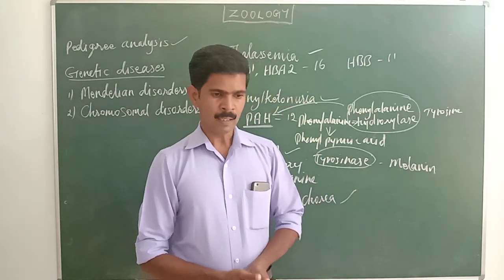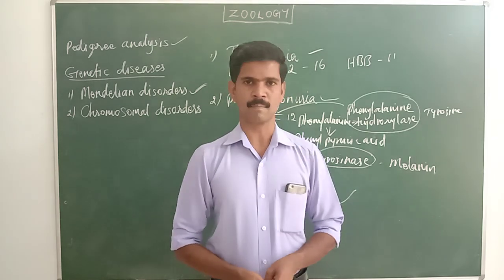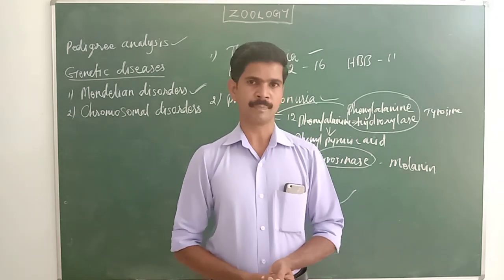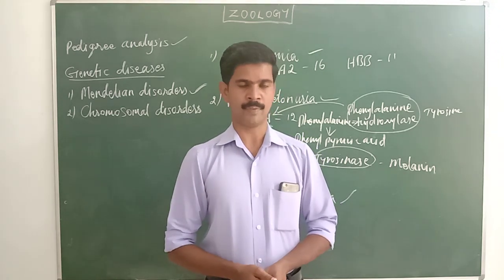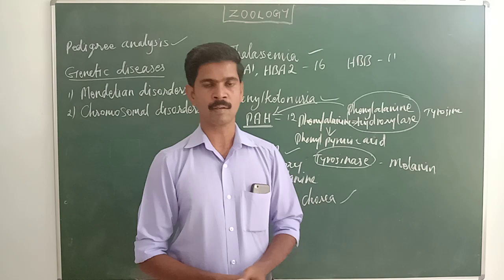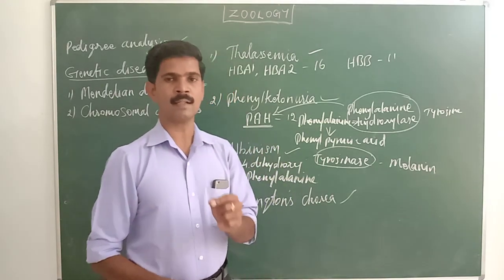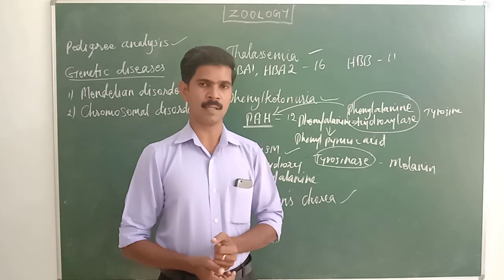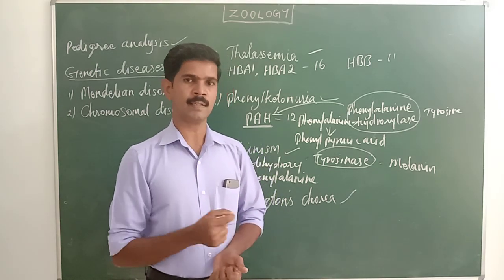Then the main symptoms of this disease are three. The first symptom is involuntary jerking of body muscles. The major character of Huntington chorea is uncontrolled jerking of body muscles. The body muscle is always shaking, jerking. So this is the main character.